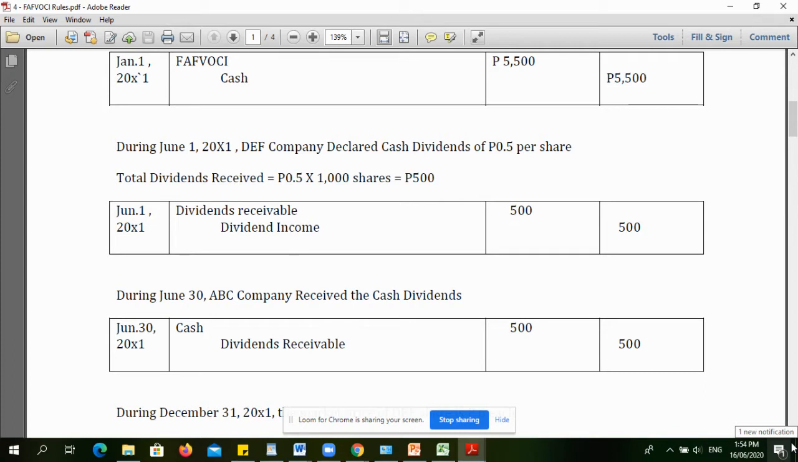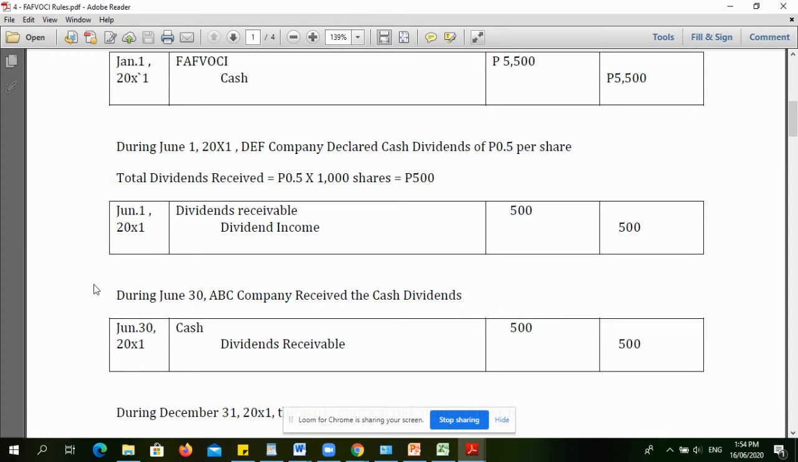During June 1, 20X1, DF Company declared cash dividends of 0.5 pesos per share. Kung nakikita nyo, so again, the rule here is dividend income is recognized upon declaration. Hindi pa natin actually na-receive yung cash, but the fact that it is already declared by DF Company means that we already consider it as income. So that's why we debit dividends receivable, we credit dividend income.